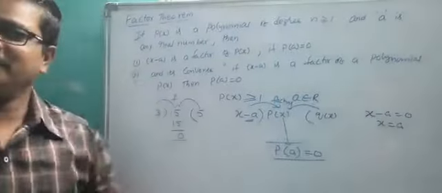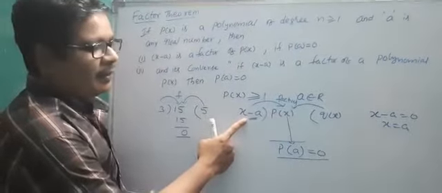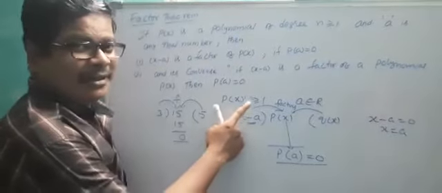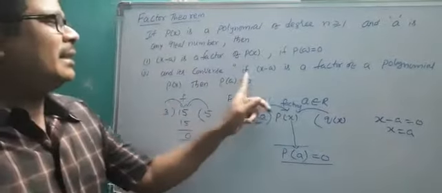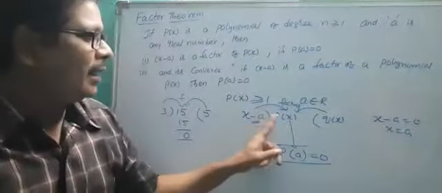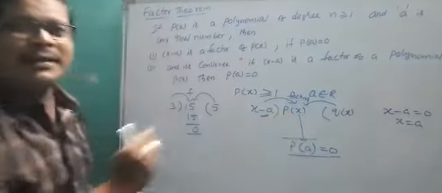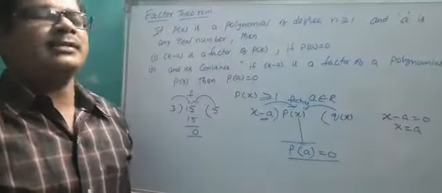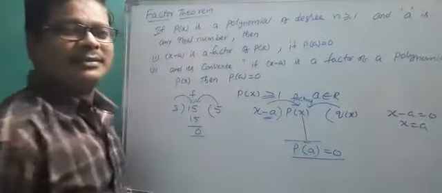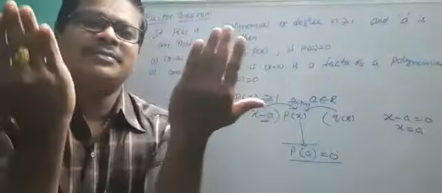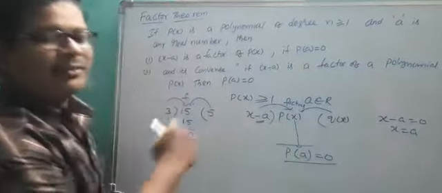First one: p of x is divisible by x minus a, so x minus a is a factor of p of x, then the remainder is 0. In the second one, the converse: if x minus a is a factor of the polynomial p of x, what is the remainder now? 0. So if you have 0 as the remainder, x minus a is a factor of p of x. Converse means vice versa, reverse. If x minus a is a factor of p of x, then the remainder equals 0.